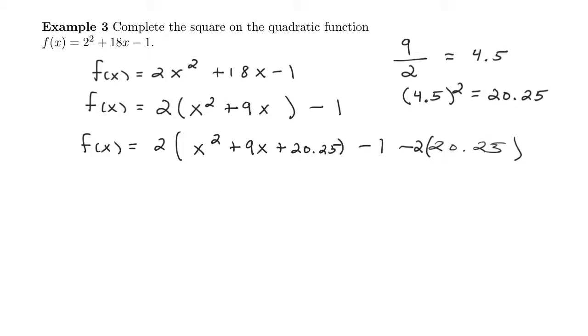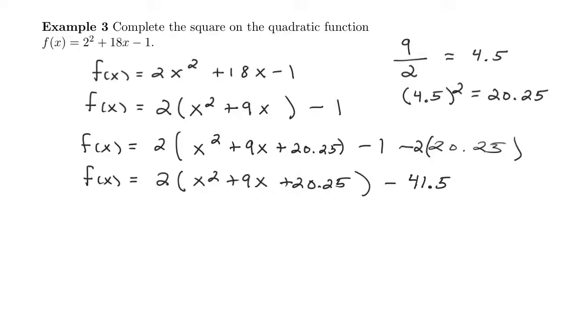So let's clean this up a little bit. I have f of x is equal to 2 times x squared plus 9x plus 20.25, and then I have minus 1 minus doubling 20.25. So that would be 40.5 minus 41.5. The last step here would be to complete the square on this portion, but I know it's going to involve this 4.5, so I'm simply going to write it out. f of x is equal to 2 times x plus 4.5 squared minus 41.5.